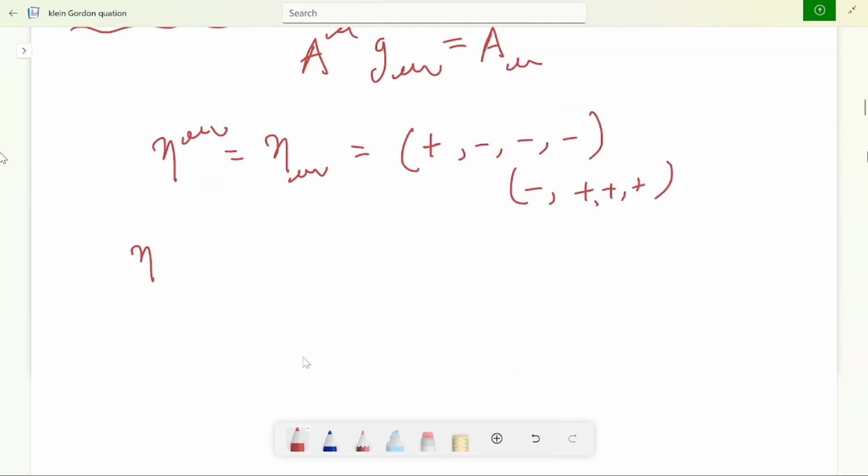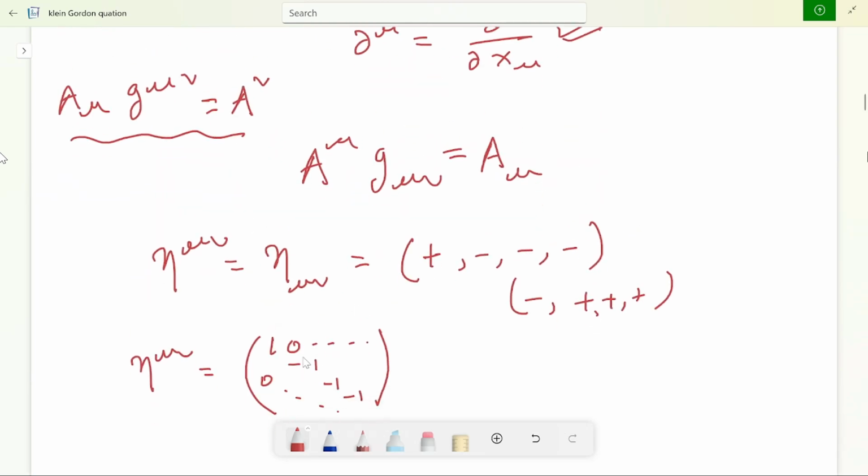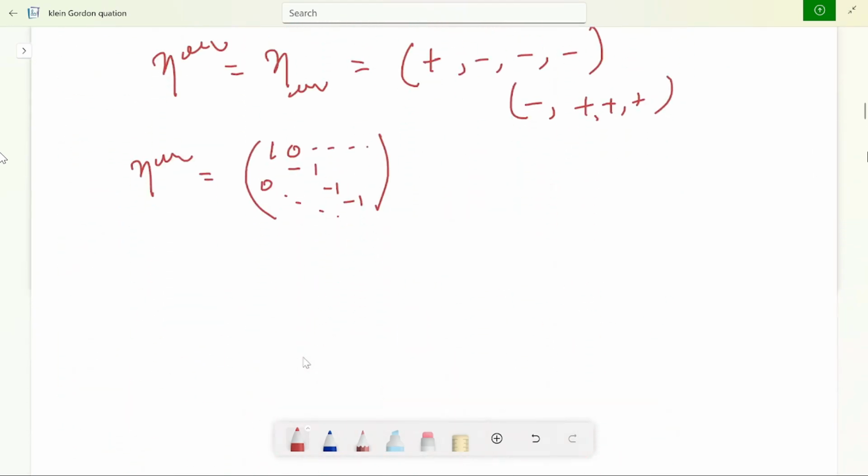So eta mu nu is a diagonal matrix with all the off-diagonal components being 0, and of course the diagonal components being non-zero. You can notice that since it's a diagonal matrix, the diagonal elements actually represent its eigenvalues. So we have one positive eigenvalue and three negative eigenvalues. The positive eigenvalue denotes the direction in time, and the negative eigenvalues denote the directions in space. So that's your usual special relativity thing we are familiar with.